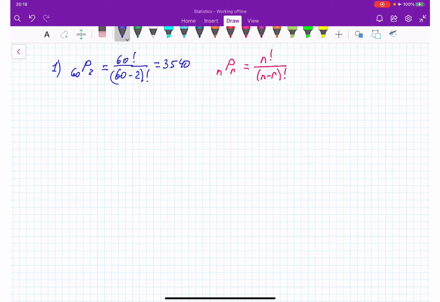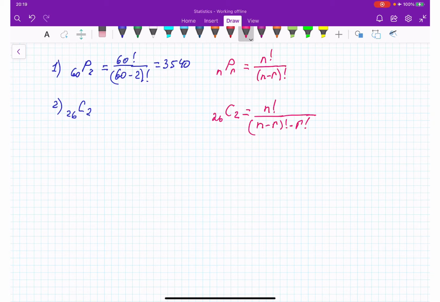Okay, next one, question number 2. We need to find a combination C 2 out of 26. So the formula for combination 2 out of 26 is going to be N factorial over N minus R factorial times R factorial.